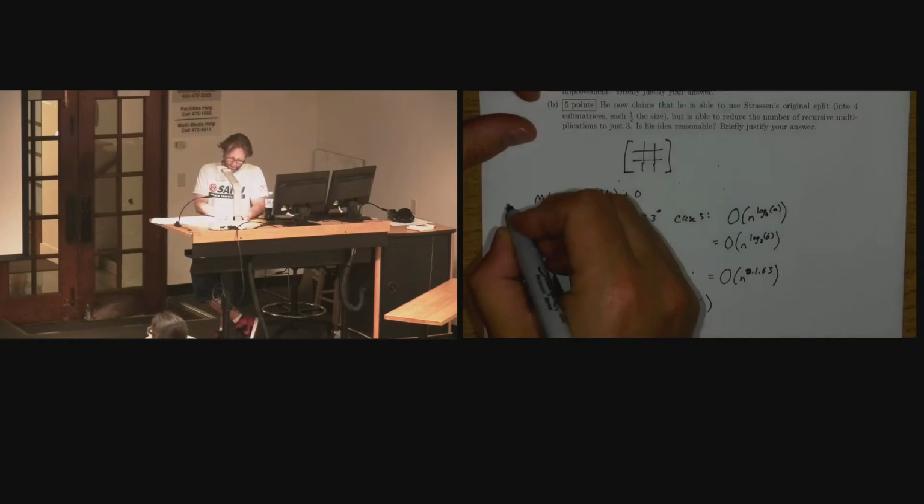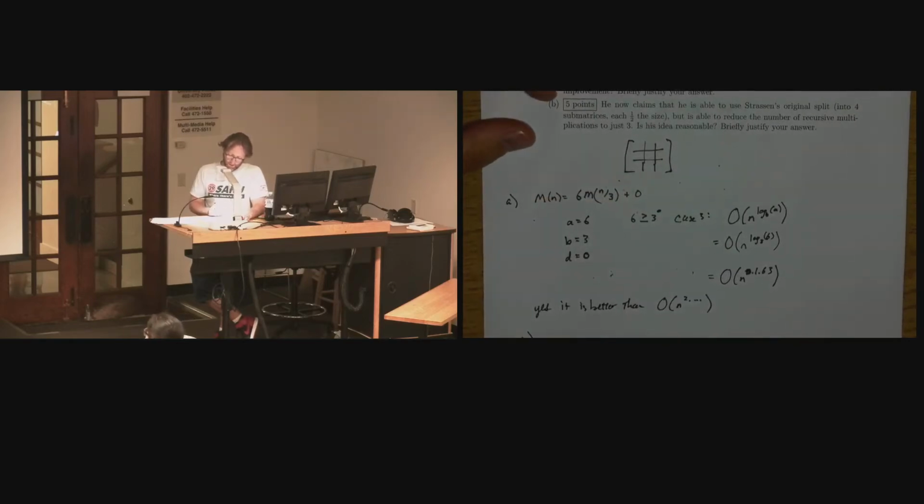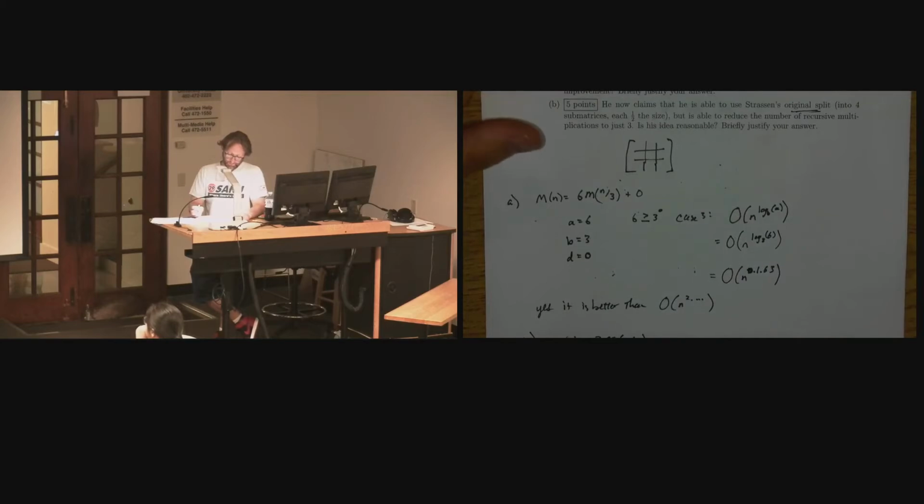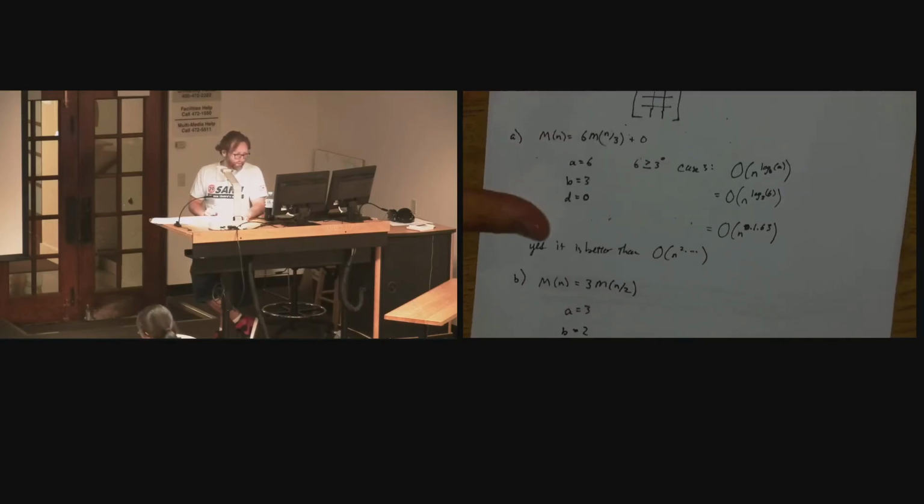Now he claims that he is able to use Strassen's original split, in other words, 4 submatrices, each 1/2 the size. But he's able to reduce the number of recursive multiplications to just 3. Right? Do you remember how many multiplications there were in Strassen's? 7, right? So instead of 7 as a number of recursive calls, it's going to be 3. And they're all 1/2 the size because it's the original split. Okay? So a here is 3, b is 2, and d or c or whatever it is 0.